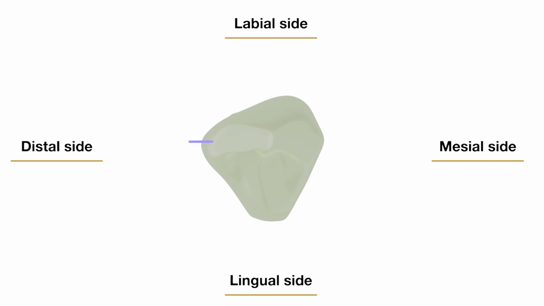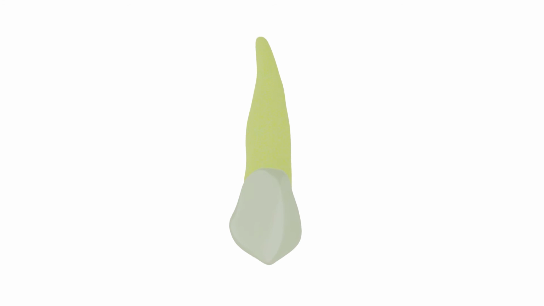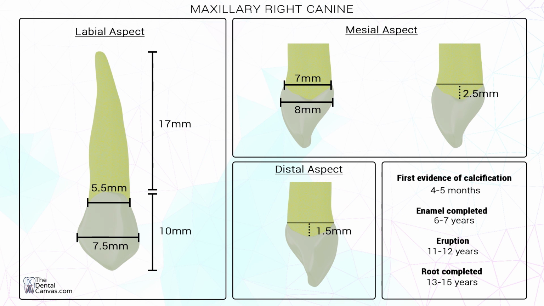A line bisecting the cusp and cusp ridges drawn in the mesiodistal direction is almost always straight and bisects the short arcs representative of mesial and distal contact areas. This completes all the 5 surfaces of the maxillary canine. To summarize it all, you can see an image on the screen with all the average dimensions and key features.